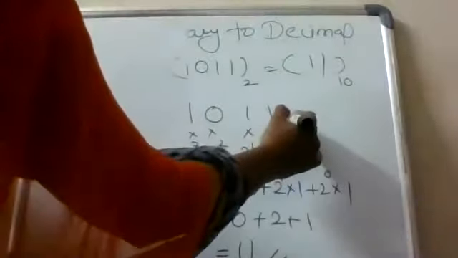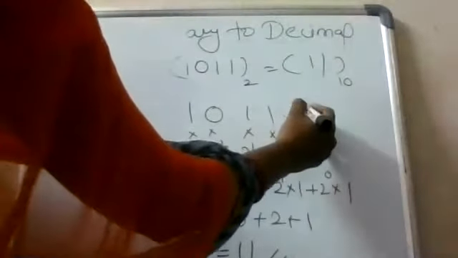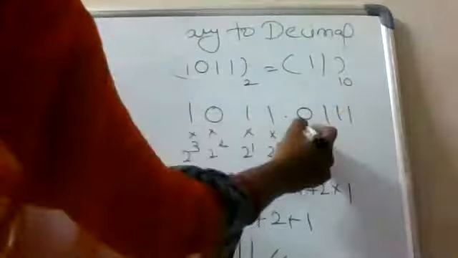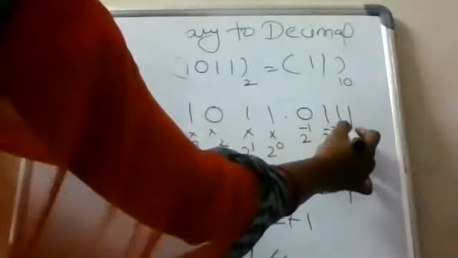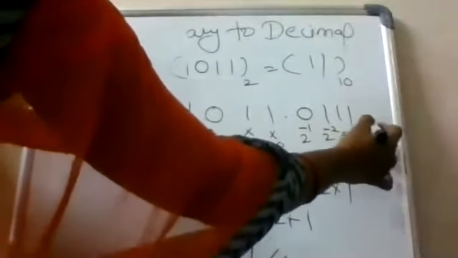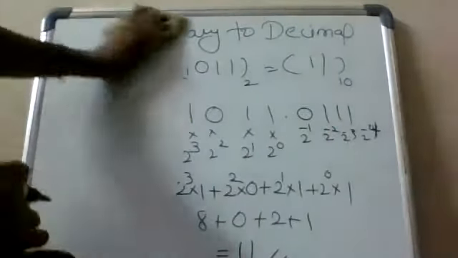If the given number has digits after the point also, 0 1 1 1, then these values are multiplied by 2 power minus 1, 2 power minus 2, 2 power minus 3, 2 power minus 4. Okay.